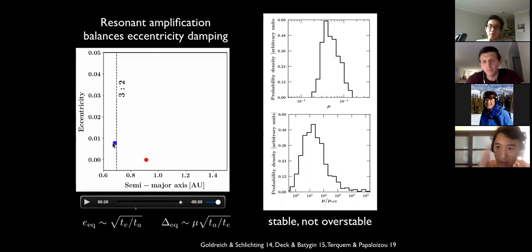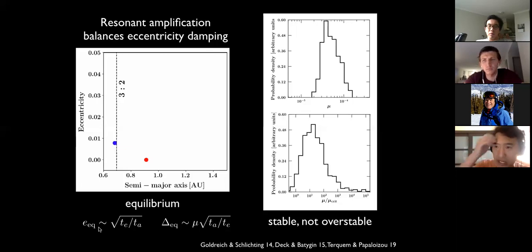At this point, it's appropriate to acknowledge that this equilibrium is not always stable. This was first recognized analytically by Goldreich and Schlichting, who pointed out that if the planet masses are too small, they leave the resonance in the face of this damping. This dissipation breaks the resonance, but it only breaks the resonance if the planet masses are too small. We agree, we verified it numerically, but for super Earths there's no problem. They're plenty big enough to avoid this instability.